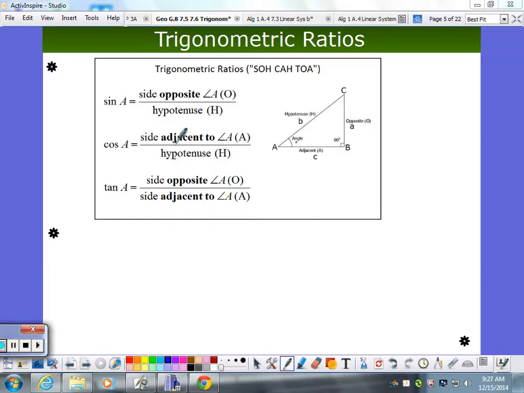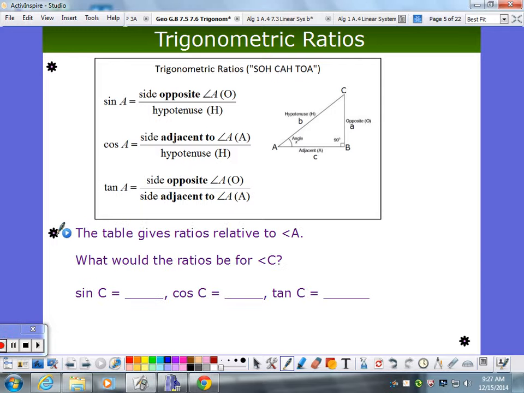Okay. Trigonometric ratios. SOHCAHTOA. The sine of A is the side opposite angle A over the hypotenuse. Cosine, adjacent to angle A over hypotenuse. And tangent is the opposite of angle A over the adjacent. So this table gives the ratios relative to A. Now what if I want to know about C? So I would label these sides differently. AB is adjacent to angle A, but what is it relative to C? Opposite. This side, if I'm talking about angle A, it's opposite, but relative to angle C, it's the adjacent. So it changes based on what angle you're looking at.